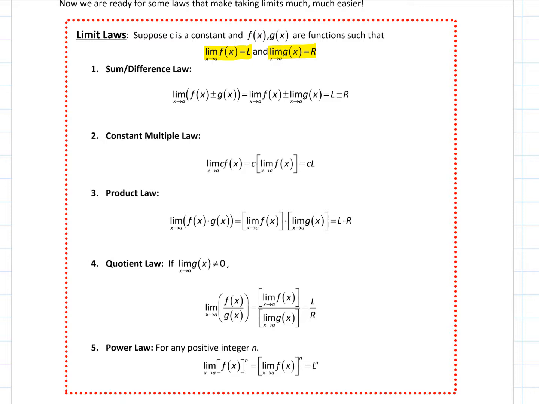The constant multiple law says that we can pull out a constant, then take the limit. The product law says that if we have a product of two functions whose limits exist, then that is the same as taking the product of the two individual limits.